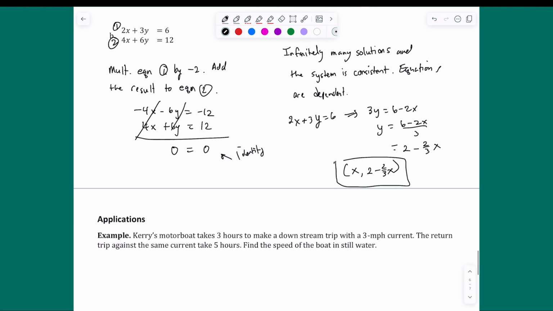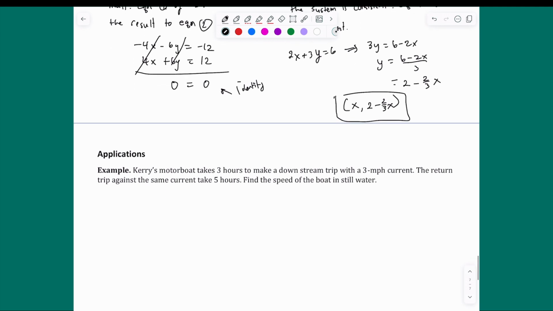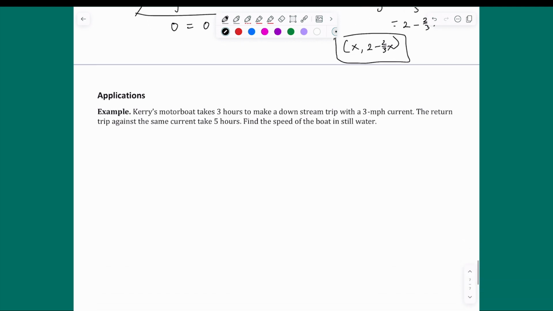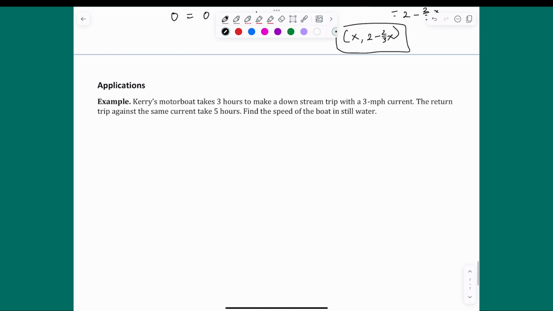Alright, let's take a look at some application problems. I'm not going to solve them, but just set them up and then let you know what the answers are. Okay, so Carrie's motorboat takes 3 hours to make a downstream trip with a 3-mile-per-hour current. The return trip against the same current takes 5 hours. Find the speed of the boat in still water.